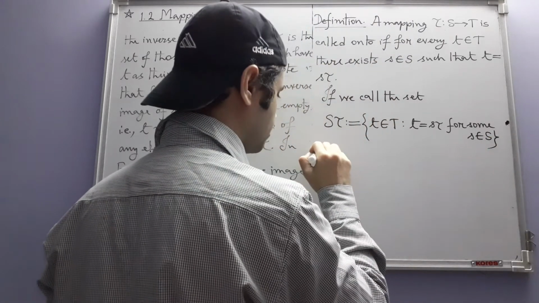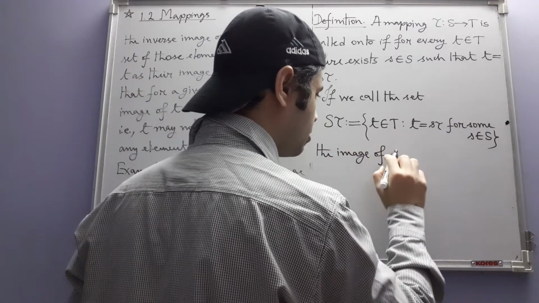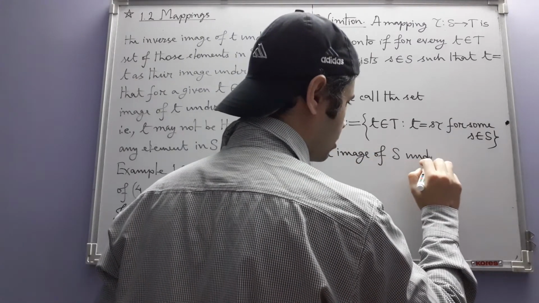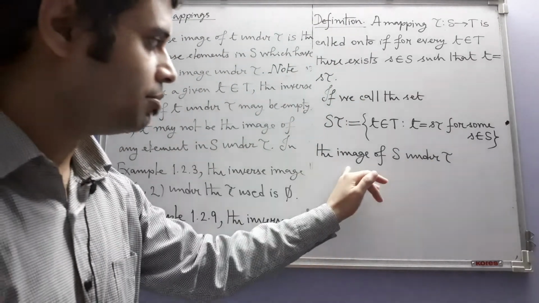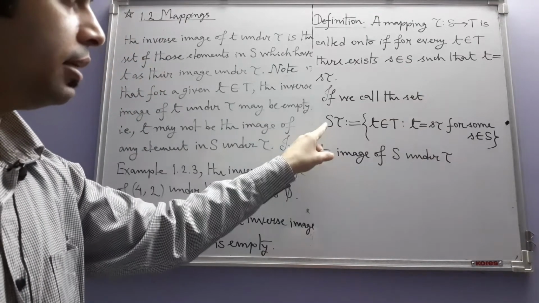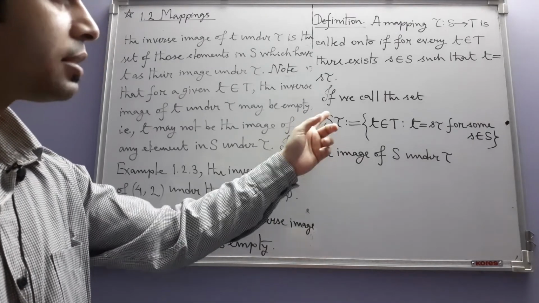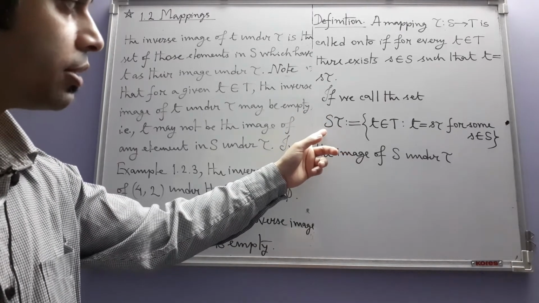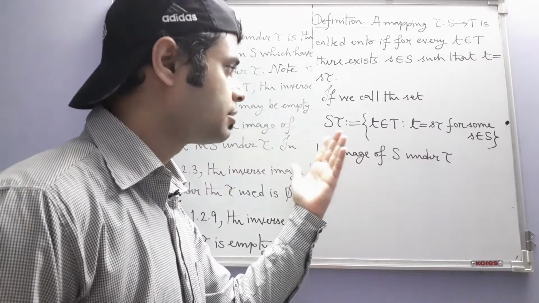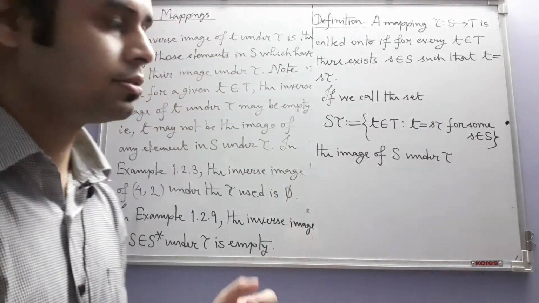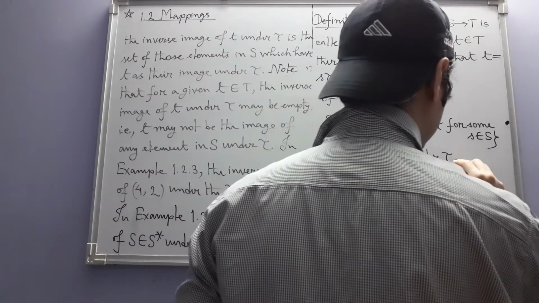S, the image of S under tau. Keep in mind that this is something new. This image is not an element in T. It is a subset of T, because we are taking the entire first set here and applying tau on the first set, and whatever images we are getting, actually this is nothing but the set of all possible images. That's what we are calling the image of S under tau.